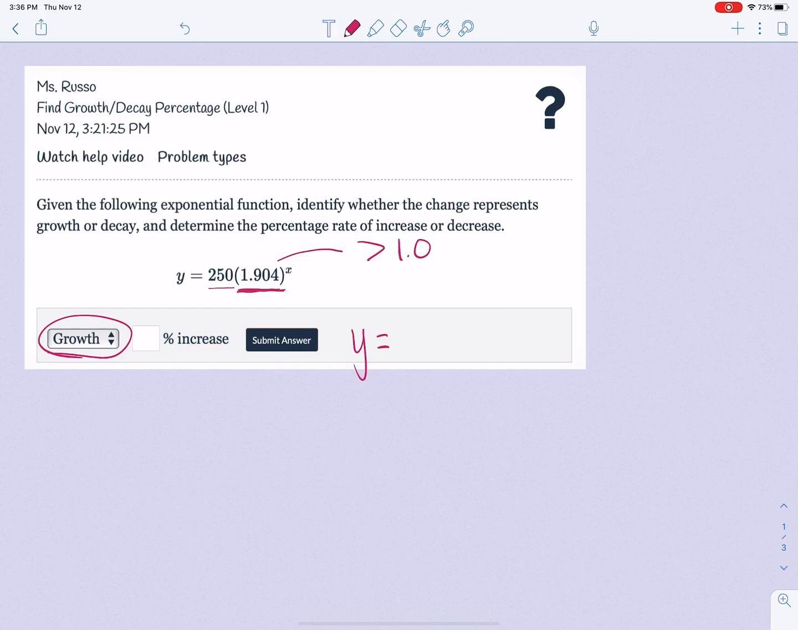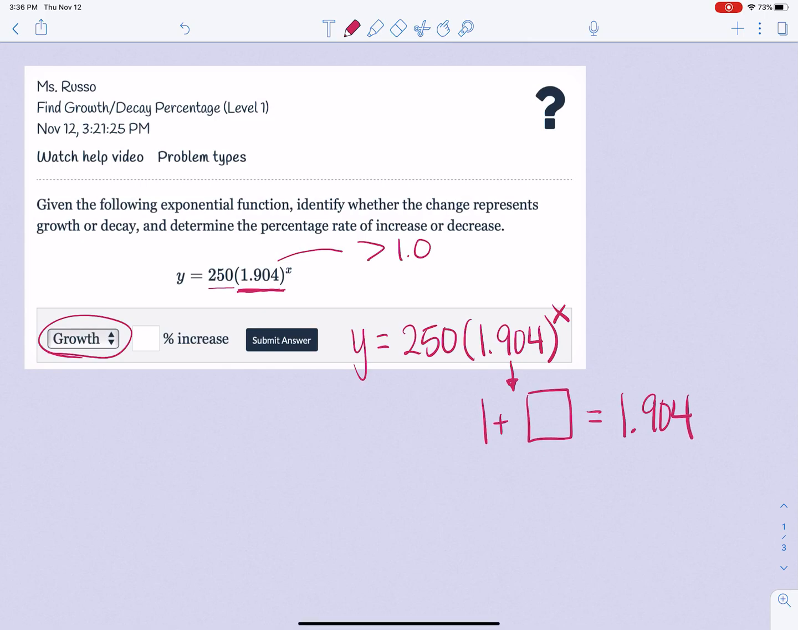So y equals 250 times the 1.904. And remember that this is the equation 1 plus something equals 1 and 904 thousandths. So in other words, what did they add to the 1 to get 1 and 904 thousandths? Well, what they did is they added the 904 thousandths. So we now know by how much it's growing.